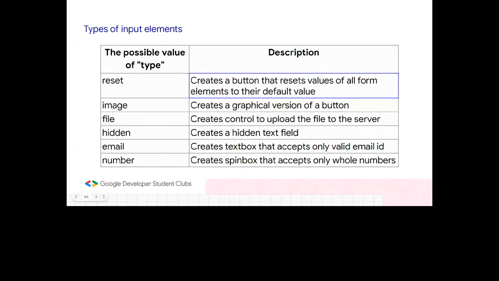And next comes number. If you want to get some input which should be numerical, containing only numbers, then you can use this type. Generally it is used to take input such as phone numbers and pin codes. This is where number type is used.